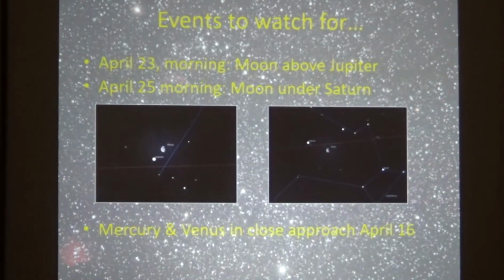And then you get a Mercury and Venus in close approach on April the 16th, but very low in the sky.